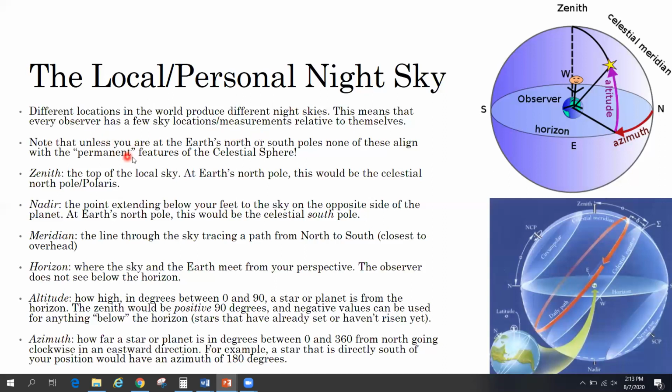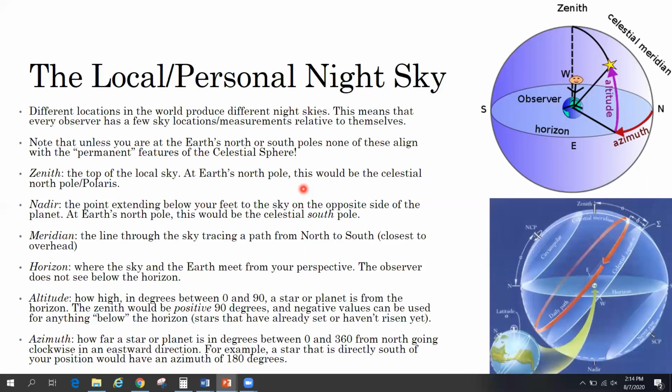So note that unless you are at Earth's north or south poles, none of these align with the permanent features of the celestial sphere. In other words, if I was hanging out with Santa Claus and went to the North Pole and looked straight up right from the North Pole, then the celestial North Pole would be right above me. But here in Georgia, that's not the case. If you go outside at night, tonight, whenever you're watching this, and you look for Polaris, which is roughly where the celestial North Pole is, it's not going to be straight overhead because you don't live at the North Pole. It's going to be off at a particular angle.